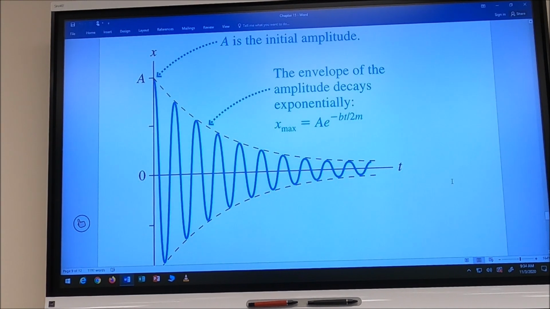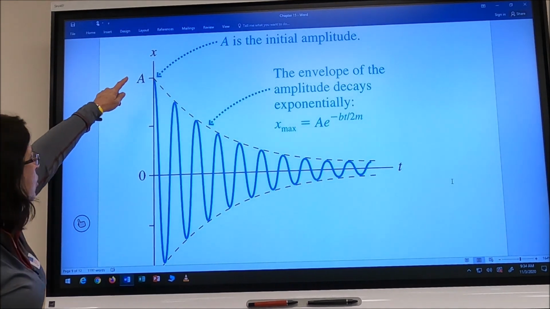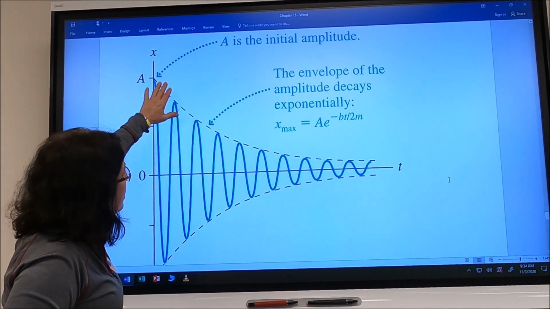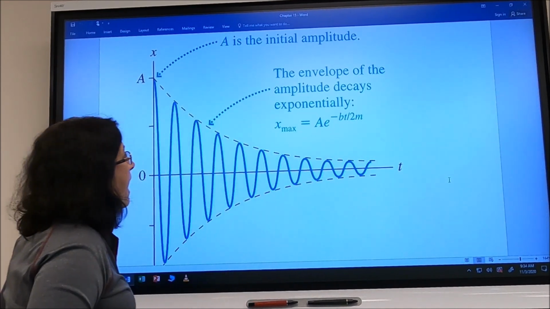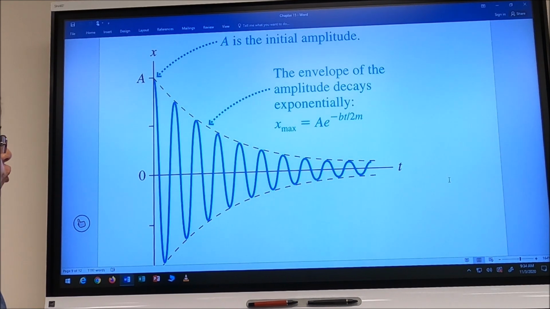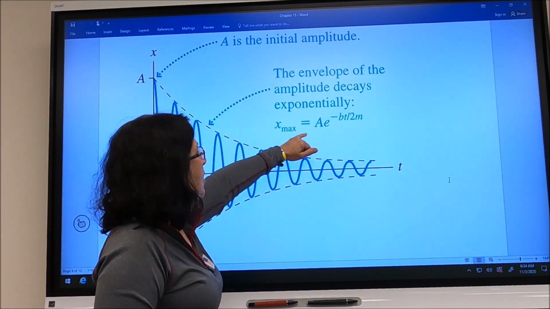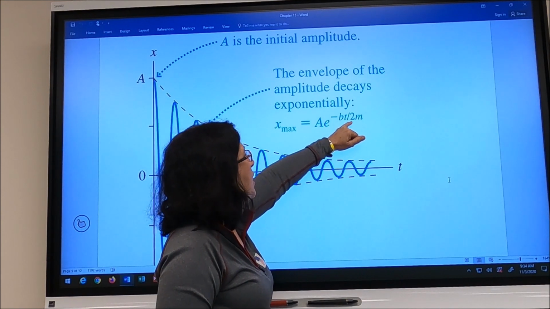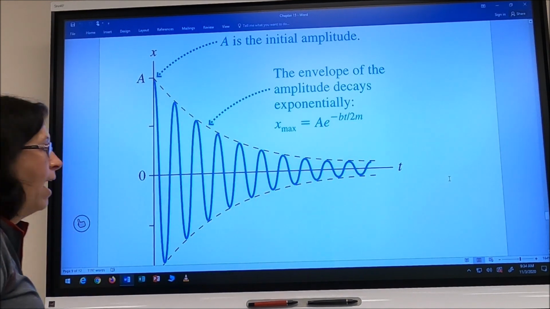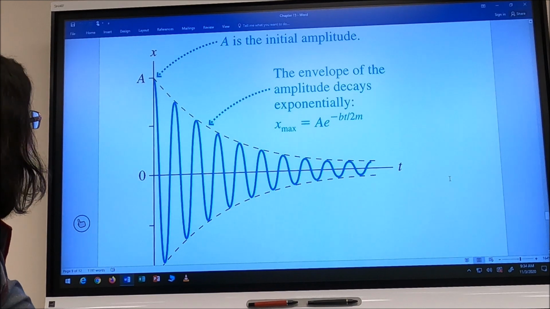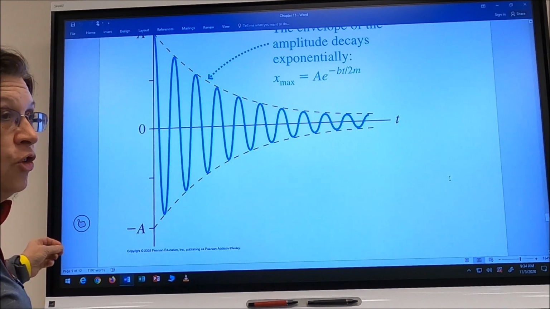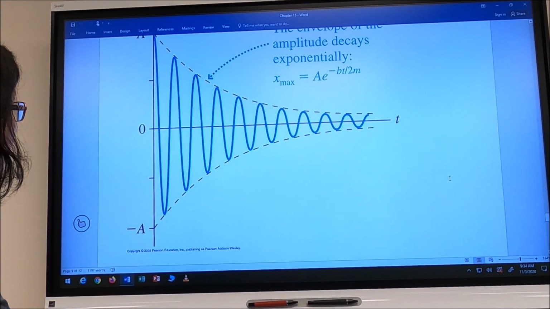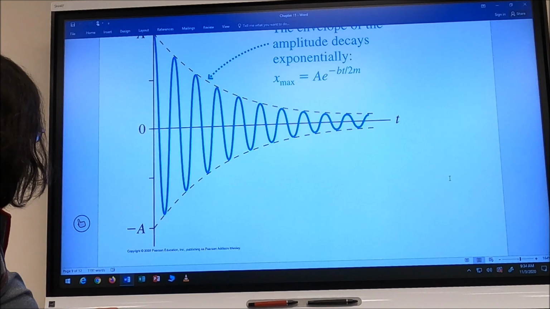Okay, now here's what the graph of a damped oscillator looks like. Notice the amplitude starts out high and it decreases. This is the envelope of amplitude decay, and it's exponential. So x max is equal to A e to the minus bt over 2m. Now we didn't derive that equation. It would drive you crazy if I did. But notice that it dampens. So once you start a pendulum swinging, just your standard pendulum, it's going to stop over time. It's going to keep getting slower.